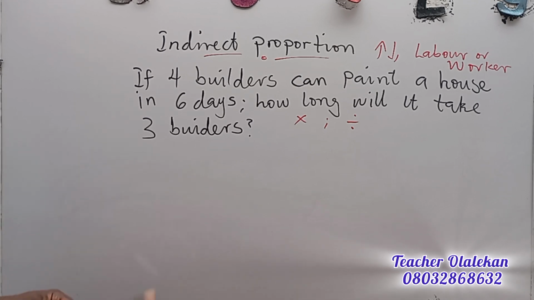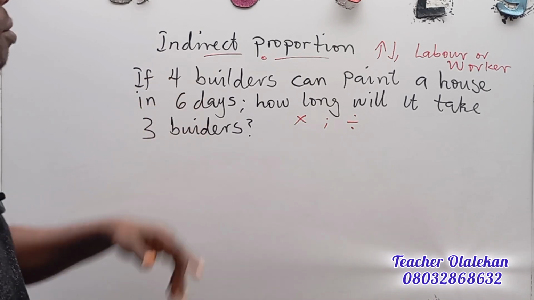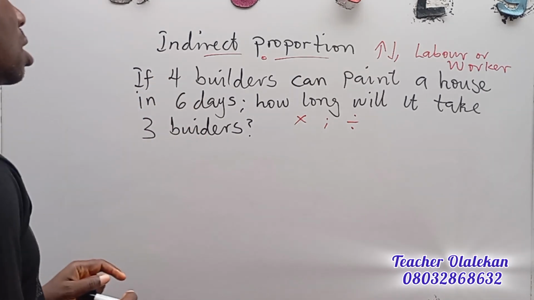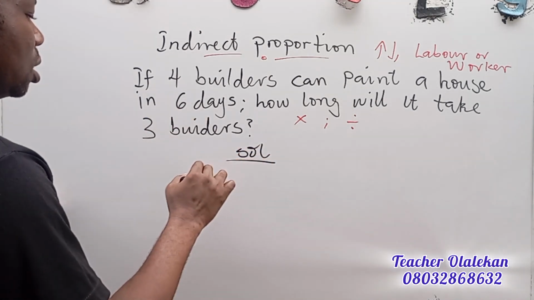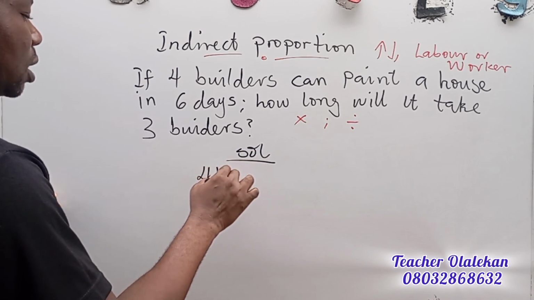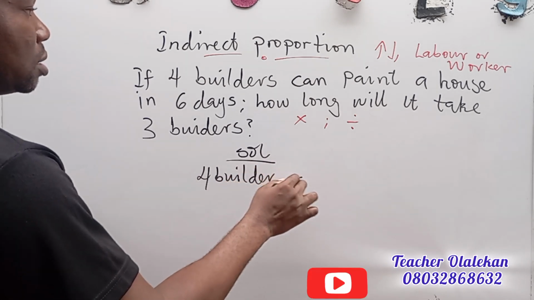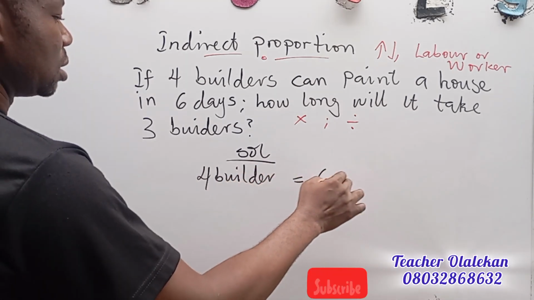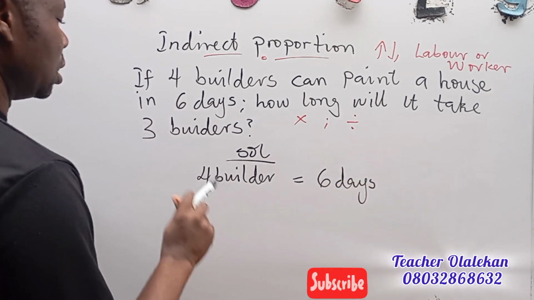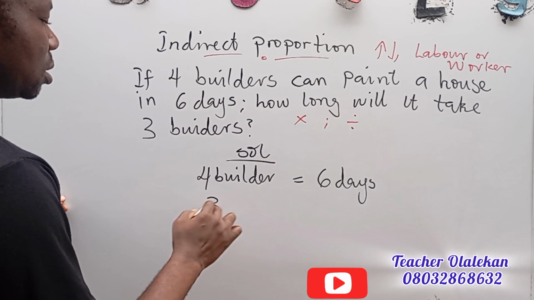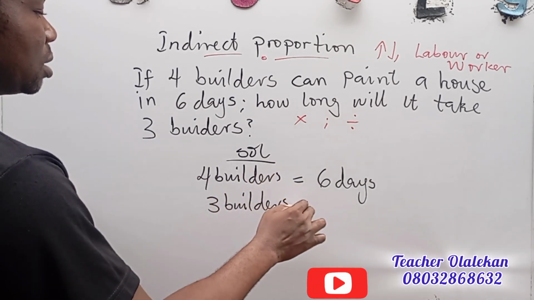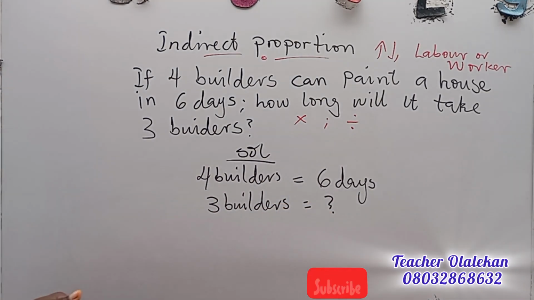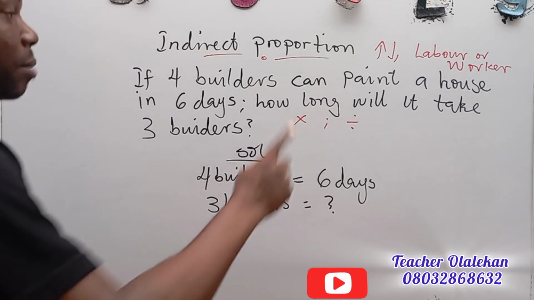Now to get this question done, we have: if 4 builders can paint a house in 6 days. So for the solution, write them side by side. 4 builders is equal to 6 days. Now we are looking for 3 builders, which is the same thing as workers. 3 builders is how many days? In this type of question, you can see that it is indirect proportion.